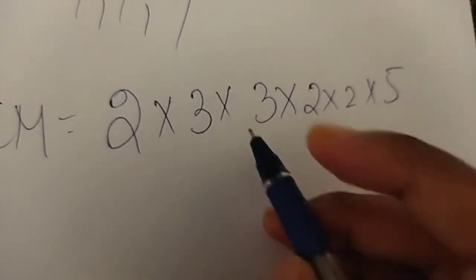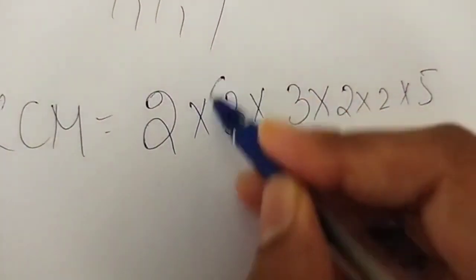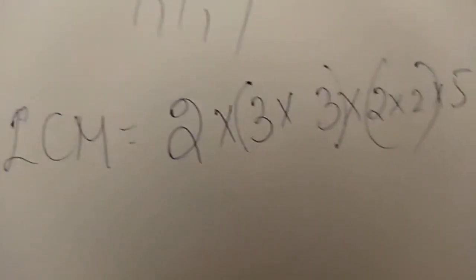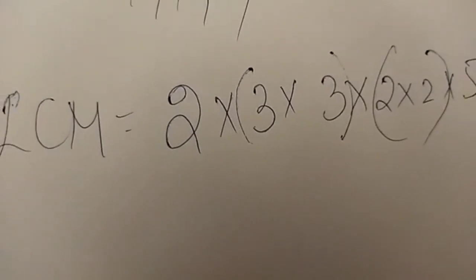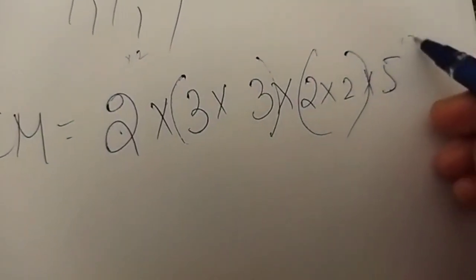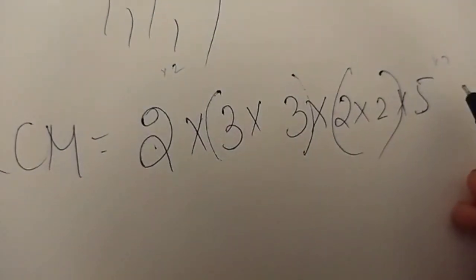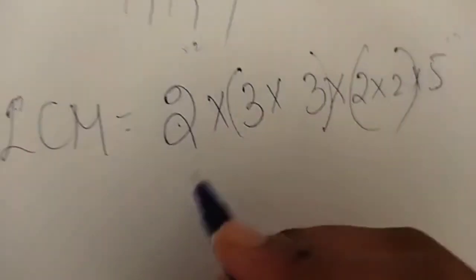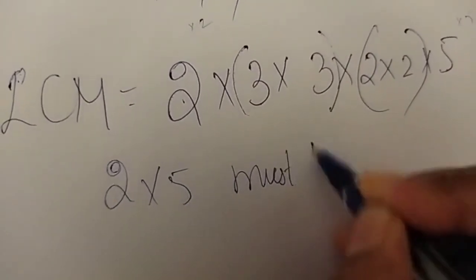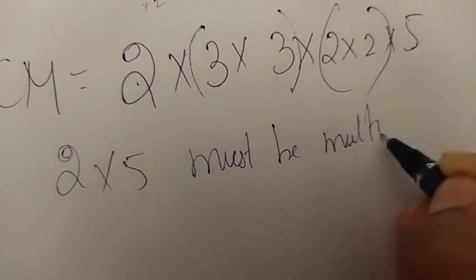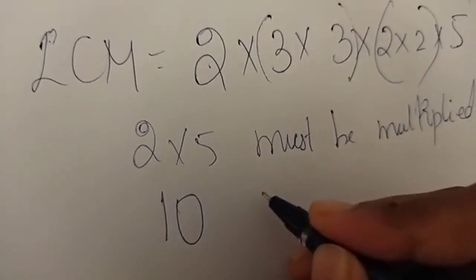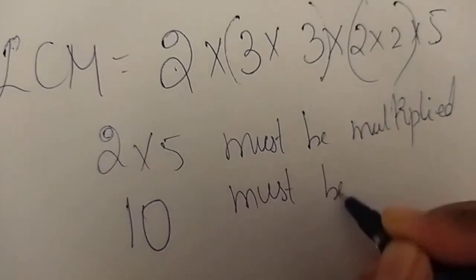So next we need to form pairs. So look what are the pairs here. 3 into 3 and 2 into 2 are pairs of equal factors. Now what are the numbers that are left out here? 2 and 5. So if I multiply another 2 and another 5, these numbers will become a perfect square. So what must be multiplied? 2 into 5 must be multiplied. 2 into 5 is 10. 10 must be multiplied.